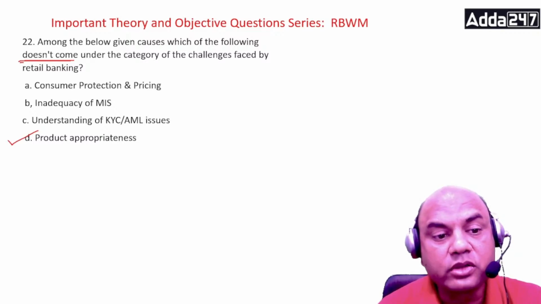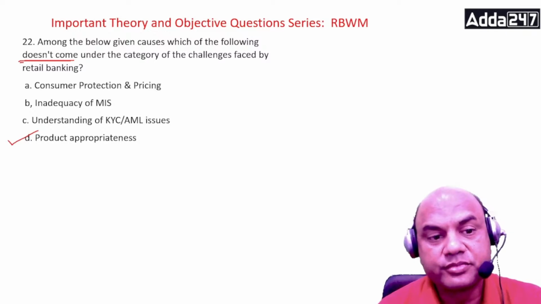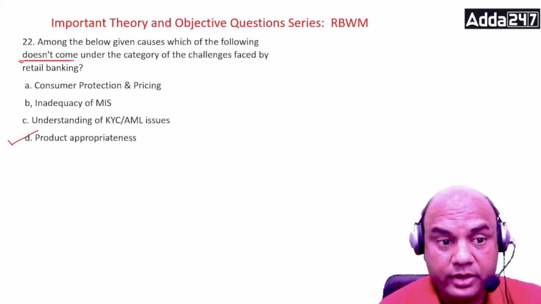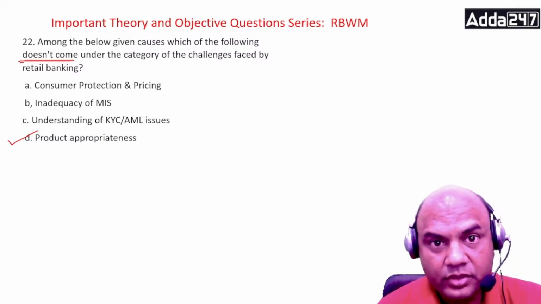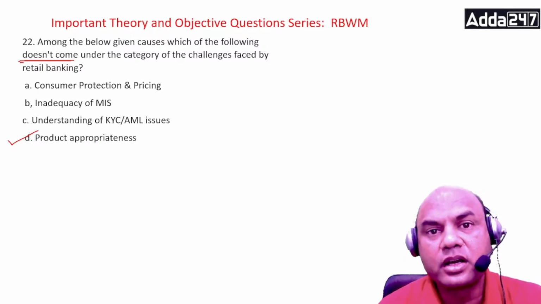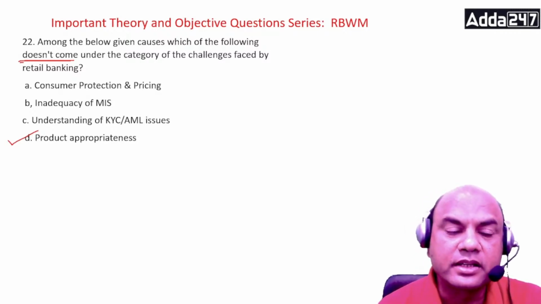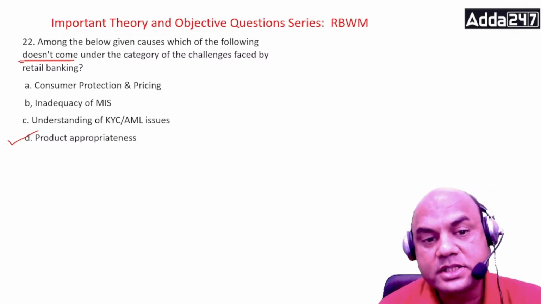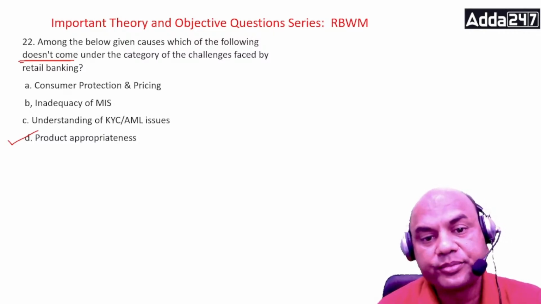Product appropriateness is not a challenge. Challenge means what? Where we face the limitations, or what all can attack us? Consumer protection, definitely. Inadequacy of MIS, yes. Why? Because as the customer base goes on increasing, your MIS will always fall short of that, right? Understanding KYC AML issues, these are basically the day-to-day activities. But product appropriateness is not the challenge, because that's what we design. It's up to us to design, right?